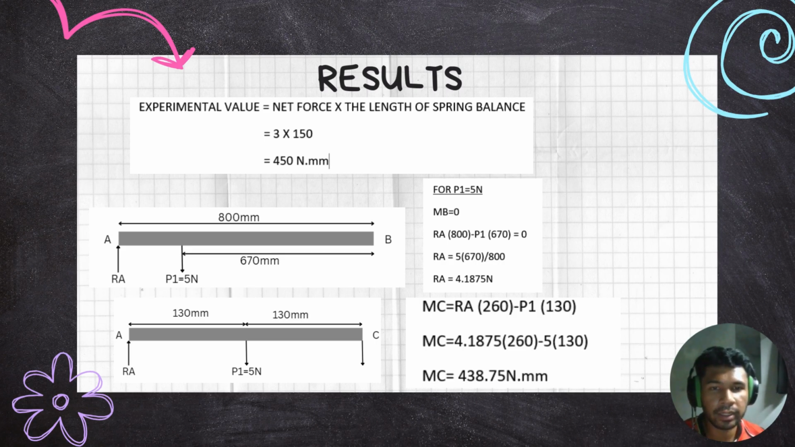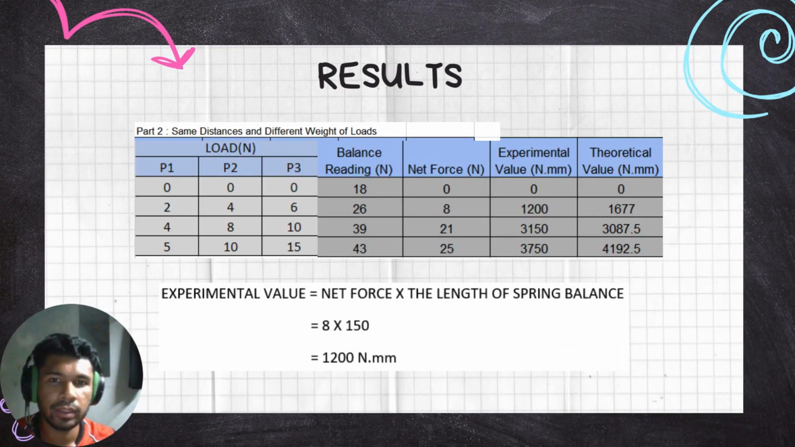And then to calculate the moment, which is the theoretical value, we use the formula MC equal to RA, which is the RA that we get from the calculation before, times distance 260, minus P1 multiplied by 130, and then we get the moment at C equal to 438.75 Newton millimeter. Okay, this is the result that we get from the experiment in part 2.